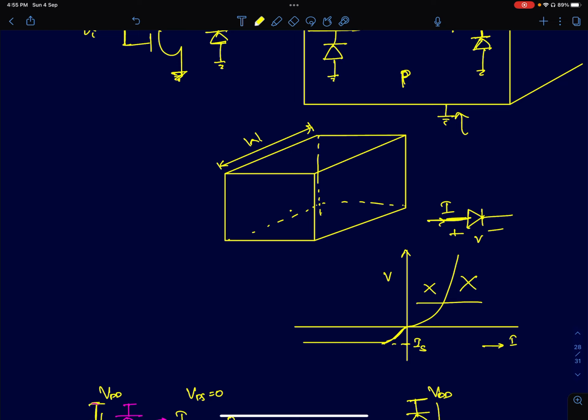For a diode, only if you have 0 volts across it do you get 0 current. Otherwise, if you have a finite reverse bias voltage, you'll always end up having a finite current, called the reverse saturation current, flowing through it.